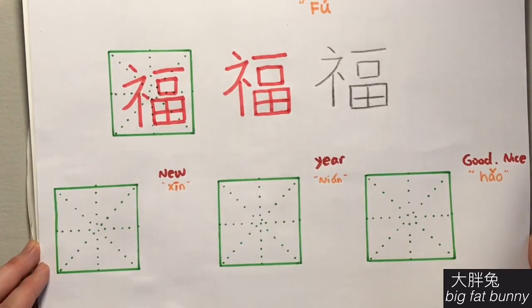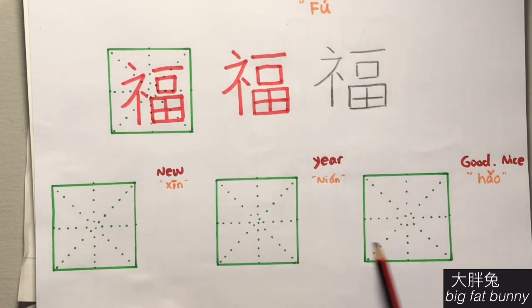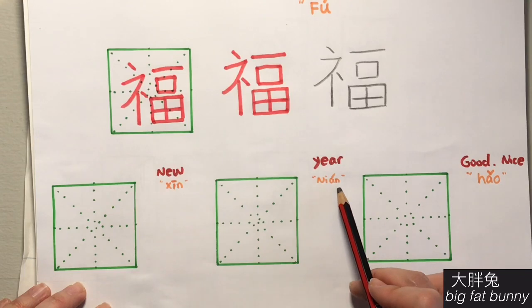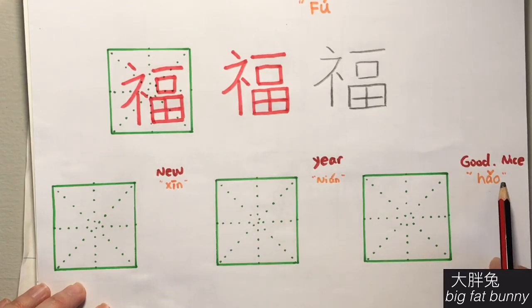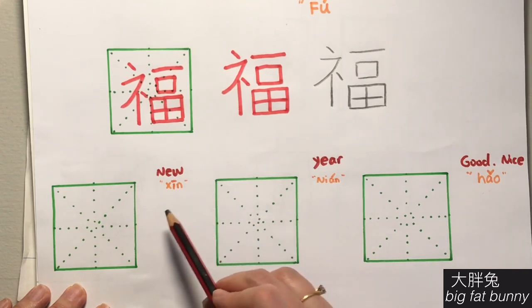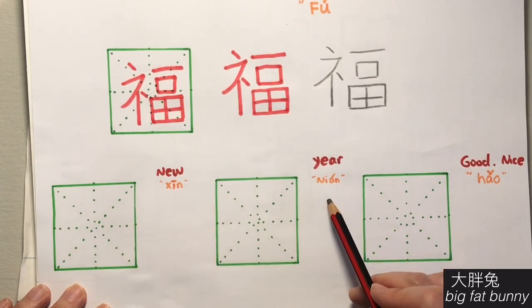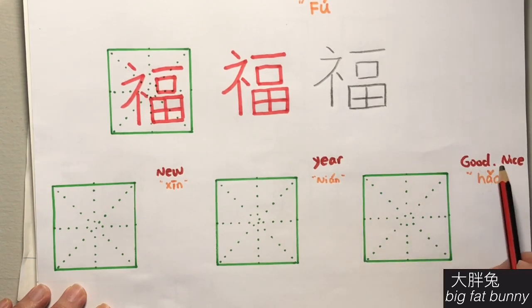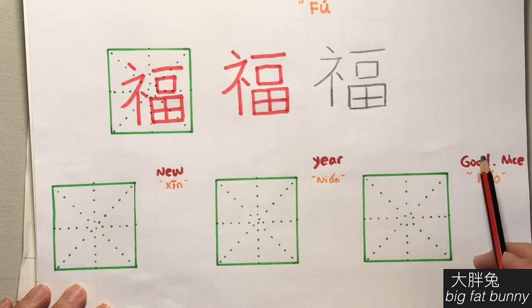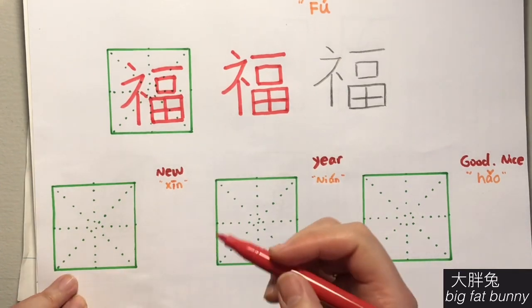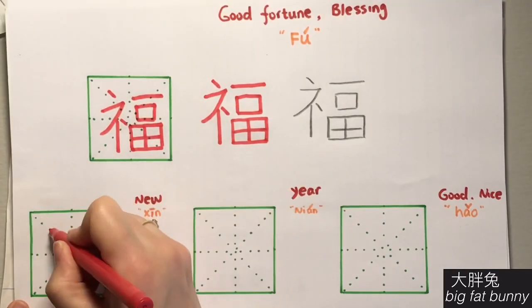The next one we're going to write is Happy New Year. But in Chinese it is new first, then year, then happy. Happy also means nice. So new is 新, year is 年. Good or nice is 好. Let's write this first. 新.